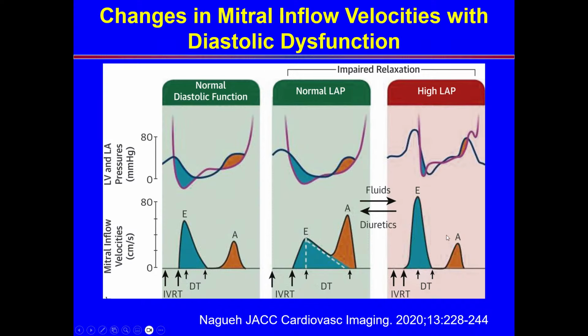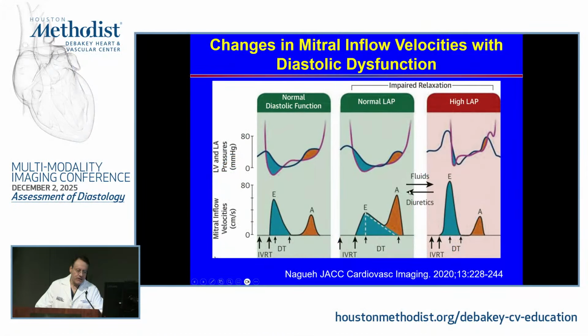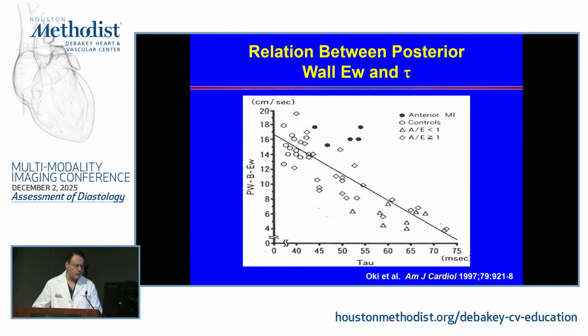When someone has diastolic dysfunction and has elevated diastolic pressures, in that setting, it is possible to revert from the pseudonormal or restrictive filling pattern to an impaired relaxation pattern with diuretics and vice versa. So that is a very useful finding when you look at mitral inflow.